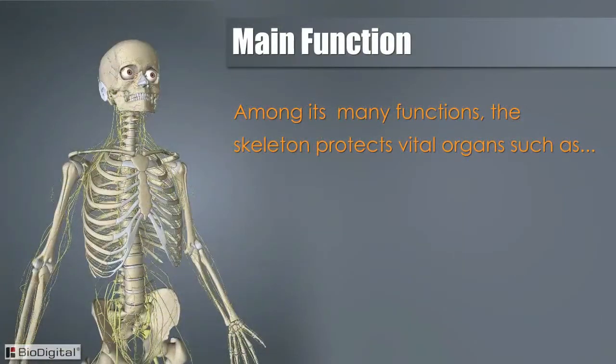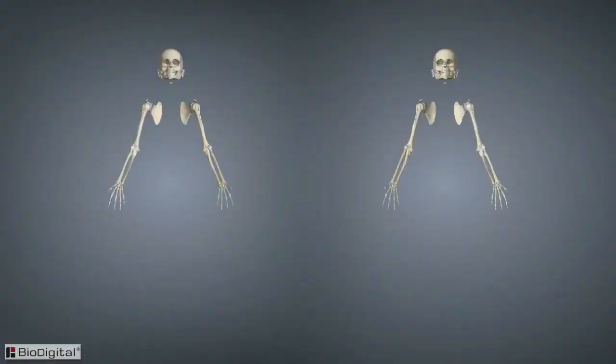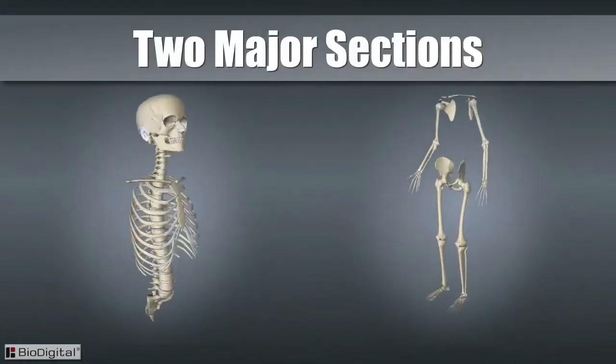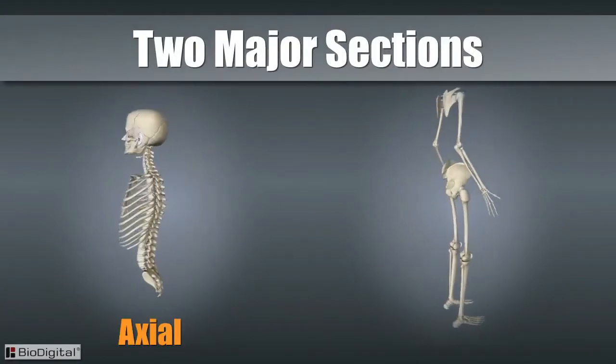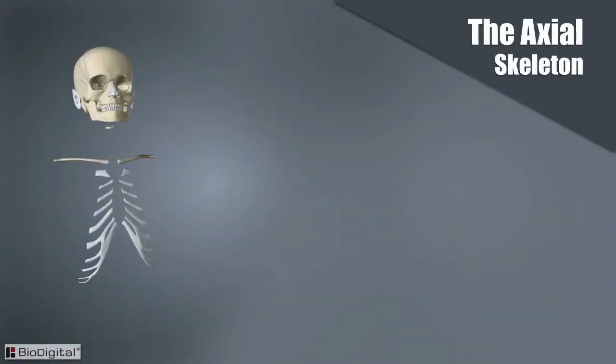Among its many functions, the skeleton serves to protect vital organs such as the brain, the heart, and the lungs. We'll be doing a brief overview of the skeletal system as a whole. The skeleton is divided into two major sections, the axial skeleton and the appendicular skeleton. The first section we'll cover is the axial skeleton.